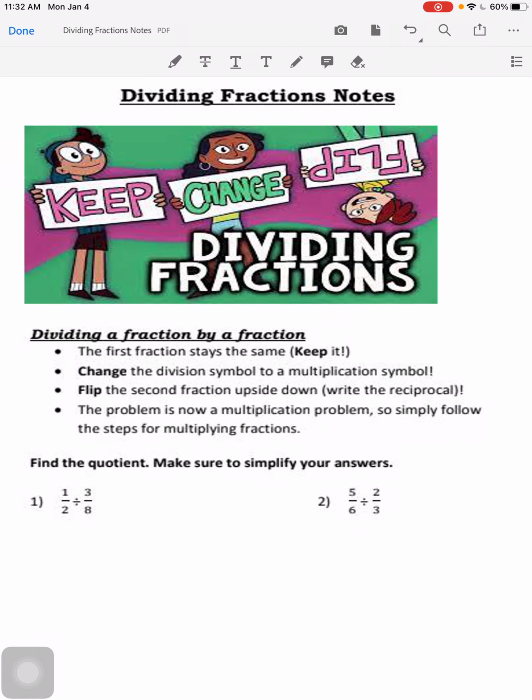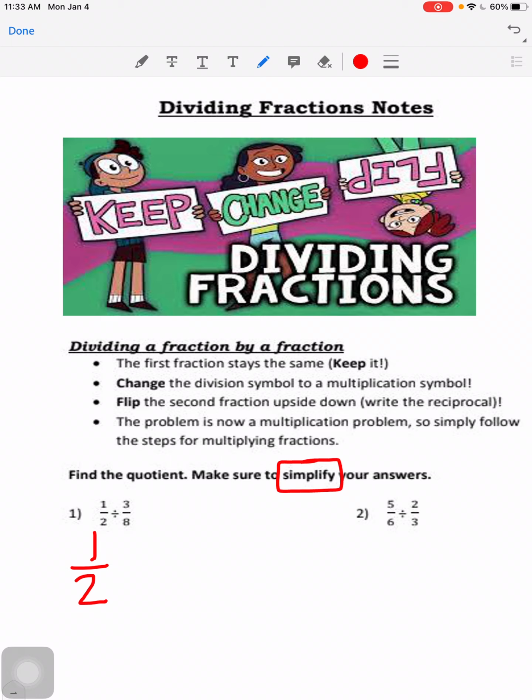All right, so we're going to keep our first fraction. So we're going to keep 1/2. It stays the same. Division symbol changes to a multiplication symbol. And then we're going to flip our second fraction. So 8 becomes the numerator and 3 becomes the denominator. We multiply straight across for multiplication. 8 times 1 is 8. Okay. 2 times 3 is 6. Remember, numerator by numerator, denominator by denominator.